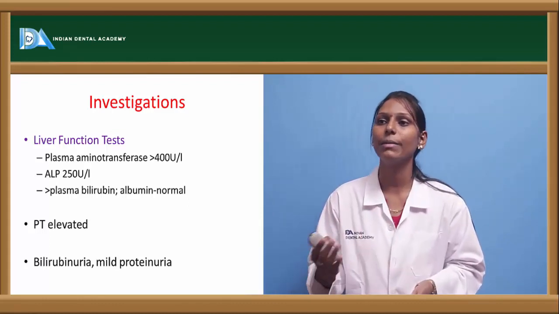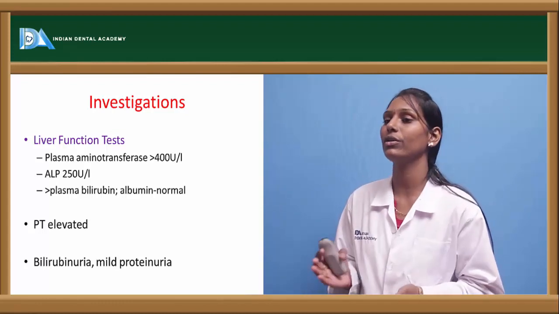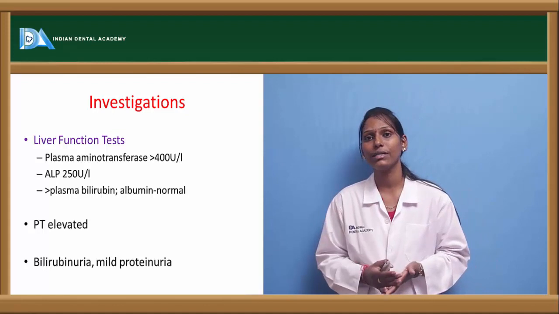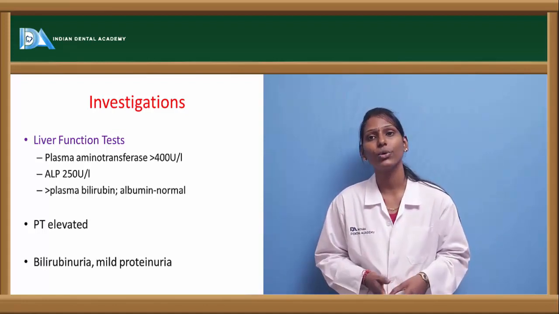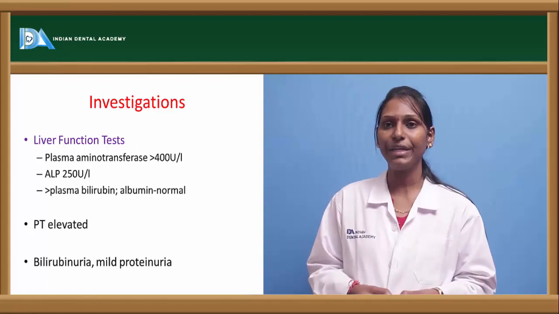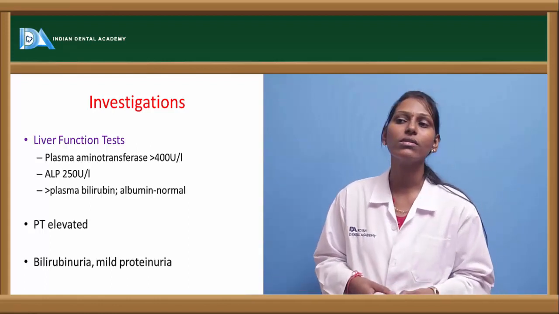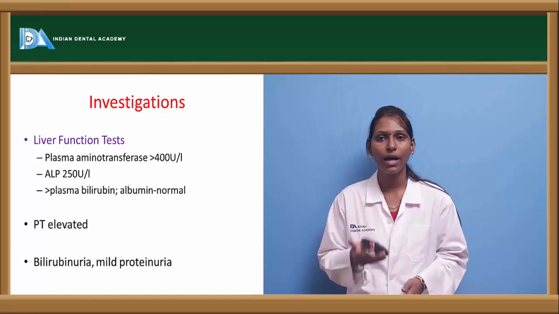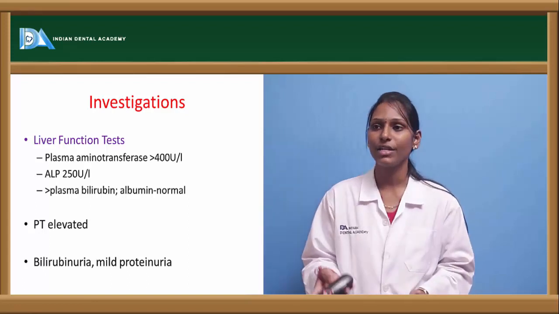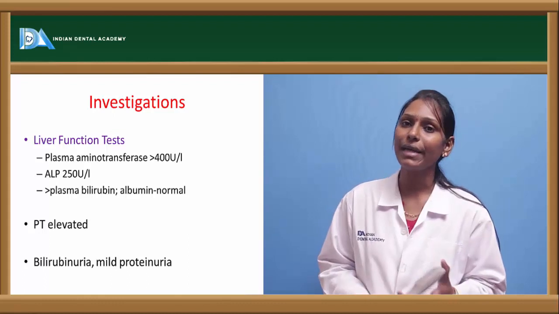In that, the patient may have increased plasma aminotransferase, more than 400 units per liter, and will also show increased alkaline phosphatase levels, more than 250 units per liter, and increased bilirubin. However, albumin may be normal in these conditions. Other investigations include the patient's prothrombin time, which will be elevated.